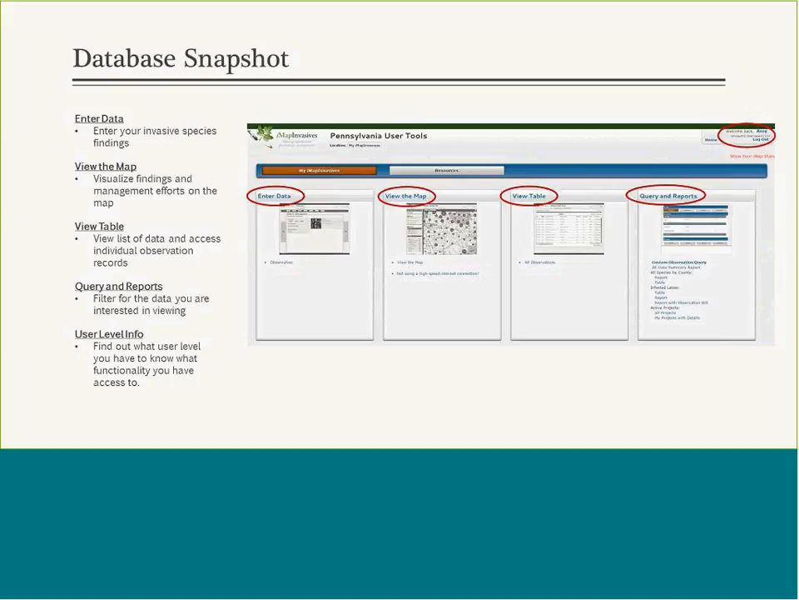Viewing the map is where you can actually visualize your findings, as well as the management efforts that are documented. This table is basically a list of data, and you can access individual records from the table. You can also access individual records from the map as well. And we will go through some of those examples as we go through the training today. The query and report section is where you're able to filter for specific data that you are interested in viewing. It's a lot easier to do it with that query and reporting tool that is just on the map or the table. It allows you to really filter for specific information.